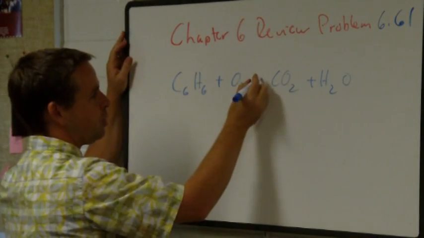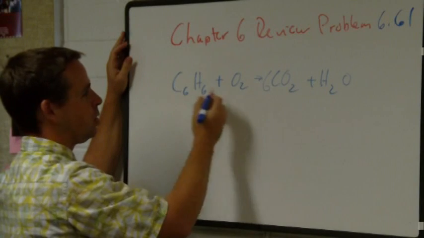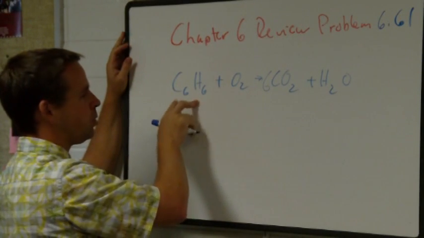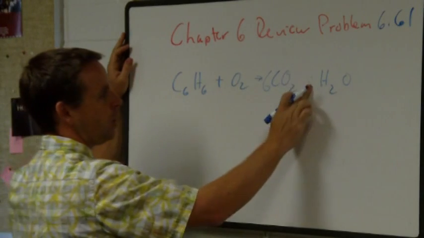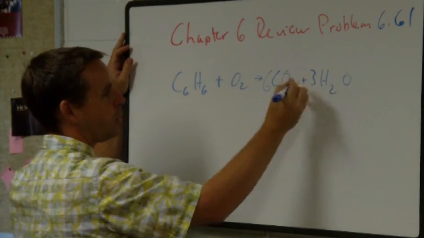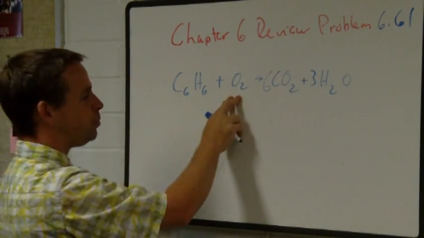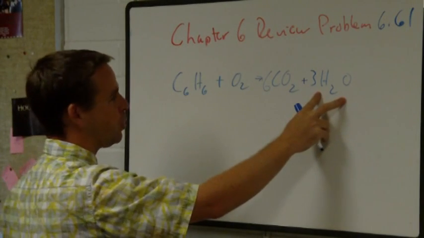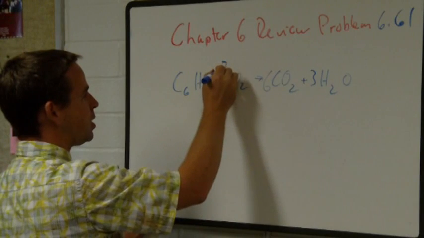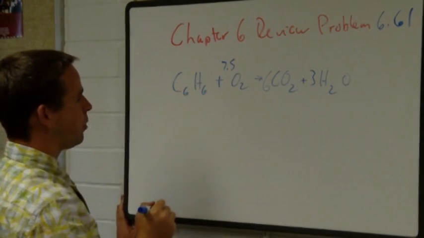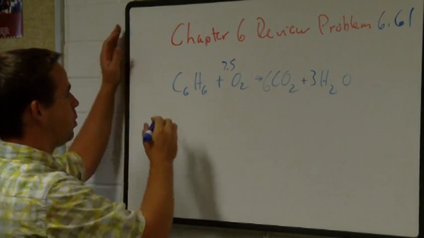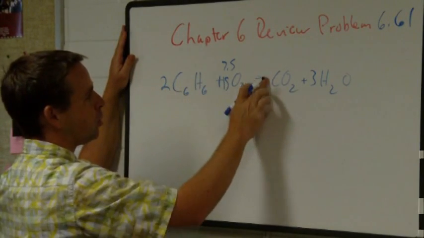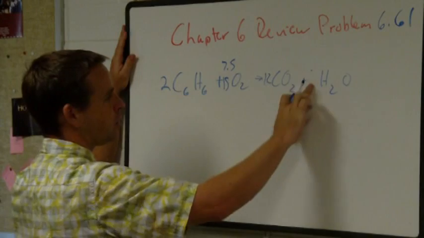So if we look at this, we need 6 carbons here, right? Oxygen we'll do last. Hydrogen, we have 6 on the left, so we're going to need 3 there. And then oxygen, we need 12. 6 times 2 is 12. 13, 14, 15. So that's going to be 7.5, half of 15, right? So we multiply everything by 2: 2, 15, 12, and 6.